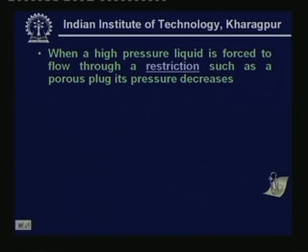Now, when a high pressure liquid is forced to flow through a restriction such as a porous plug, its pressure decreases. So, as I have already mentioned, there are two ways by which you can reduce the pressure of a high pressure liquid. One is by using a turbine and extracting useful output, and the second method is using a restriction. For example, a restriction could be a valve. Let us say that you almost close the valve and force the liquid to flow through it. Then also its pressure drops, but you don't get any work output out of this. So one is using a turbine, the other one using a restriction.